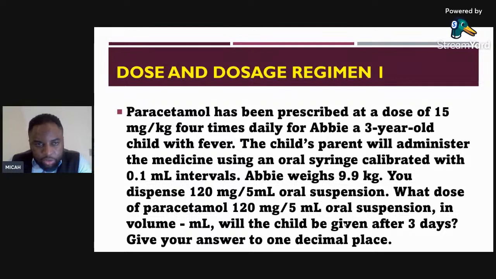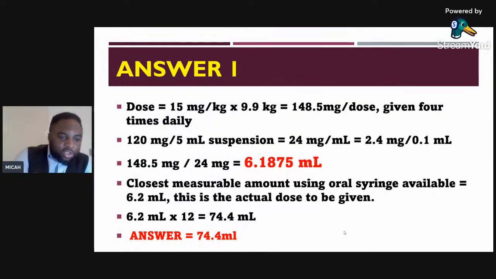This question is on dose and dosage regimen. I remember what I said to you when we started today's session. There are cases where you need to do your rounding during the calculation question itself, and cases where you have to do your rounding at the end of your calculation. This is an example of where you need to do your rounding during the calculation, because we're giving the patient doses of paracetamol. And the question does tell you that the syringe the parent is going to give the child the drug with is calibrated to 0.1 mL intervals.